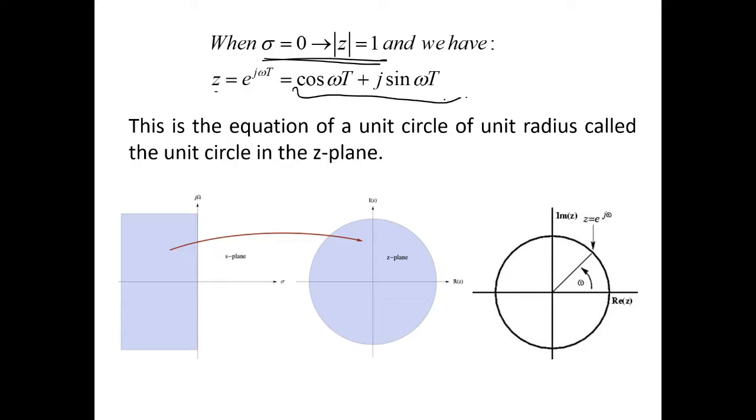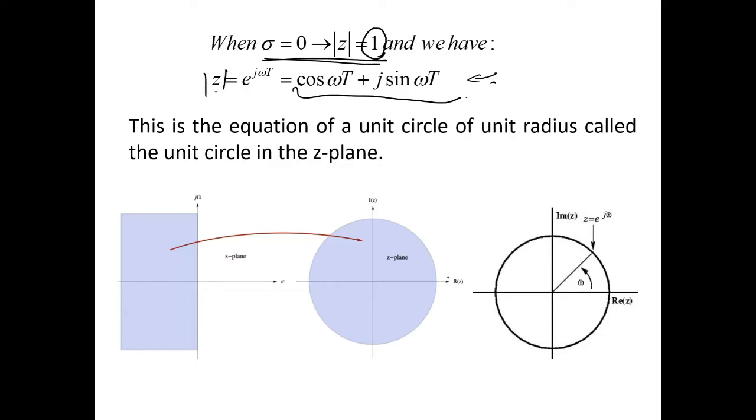But we know that z equals e to the power j omega T, and if you break it down, you get this thing. So how do you get 1? Basically we are trying to get the modulus, and that is nothing but the square root of cos square omega T plus sine square omega T. Okay. So what is this? This is nothing but the equation for a circle having a radius of 1.